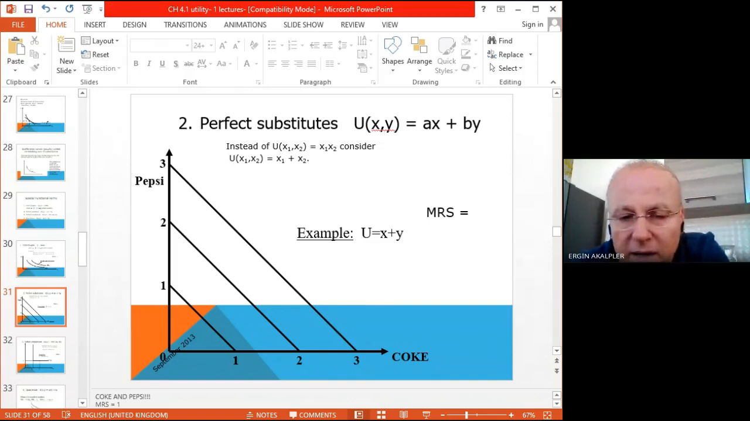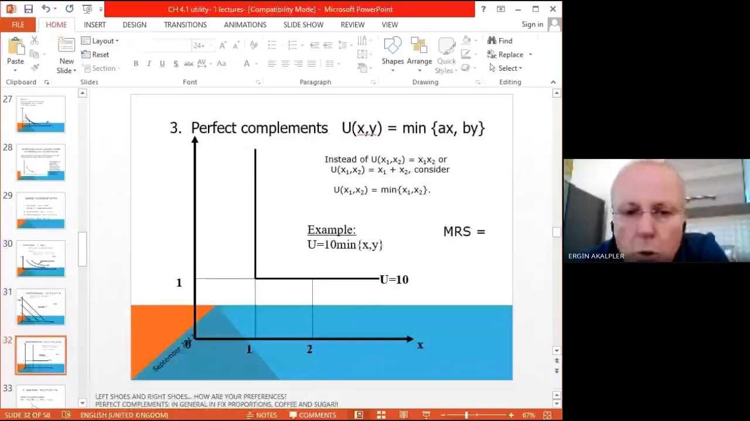And if it is perfect complements, as you are observing here, u(x1, x2) is equal to x1 multiplied by x2, or u(x1, x2) is equal to x1 plus x2, considered. Of course, this example is supposed to be u is the minimum of x and y, a right angle, or 90 degrees, as observed here, where 1 to 1 and 2 to 2 are realized. When you are increasing it, it goes up, and of course 1 to 2 and 1 to 3 go like this, and the utility function here is supposed to be 10.